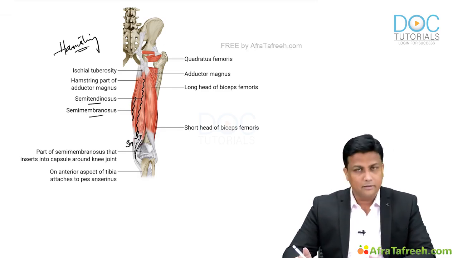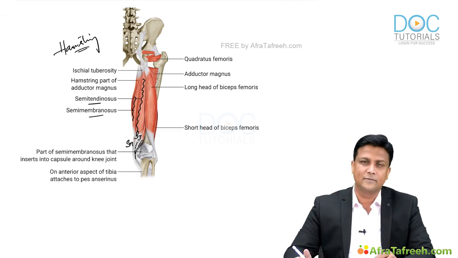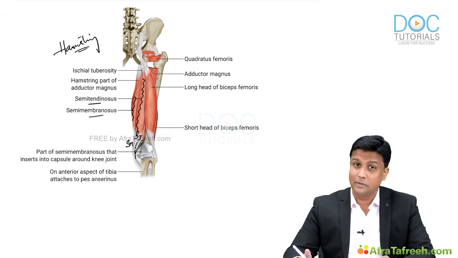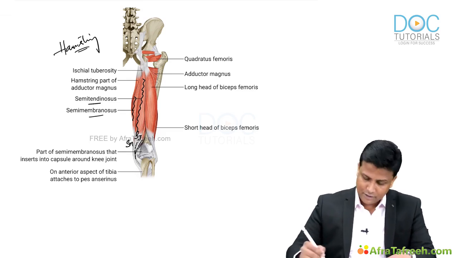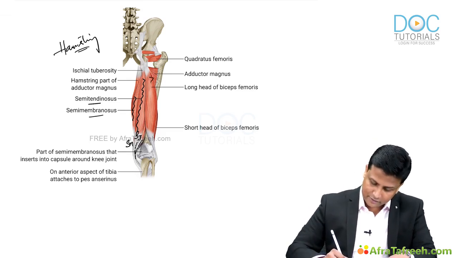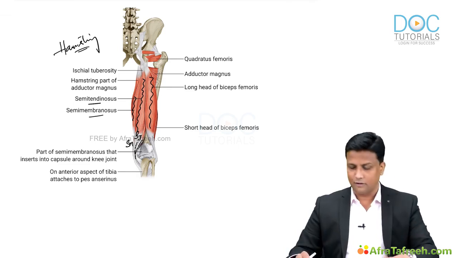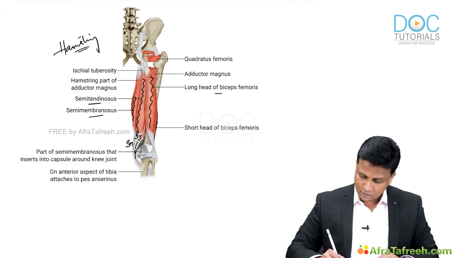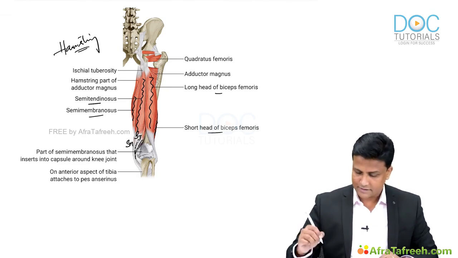Now what is the third one? Biceps femoris muscle. And whenever you come across the word biceps, there will be two heads. One will be the long head, another one is the short head. So therefore, you can clearly see in the diagram, this will be the long head of biceps. And if you are able to appreciate here, yes, there is a small one present here, that is the short head of the biceps.